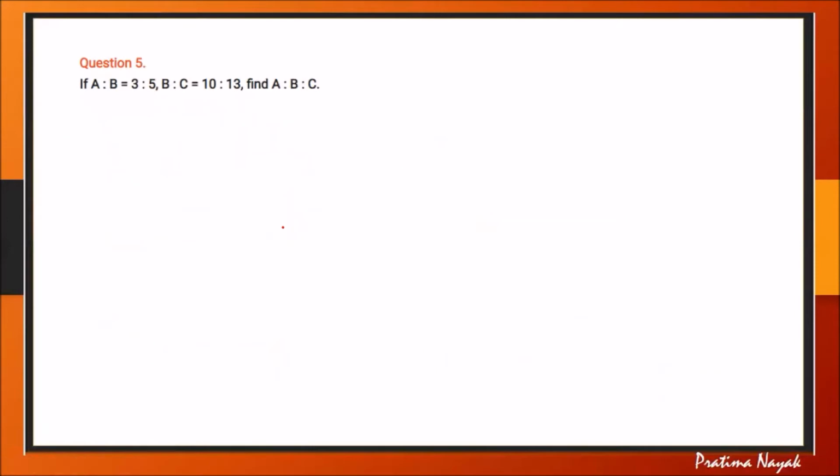Now question number 5. Yes, this is a tricky question, and this question is asked in entrance examinations, when people go for job interviews. So A ratio B is equal to 3 by 5 and B ratio C is equal to 10 is to 13. 10 by 13 I can write, B by C I can write. I get A ratio B ratio C.